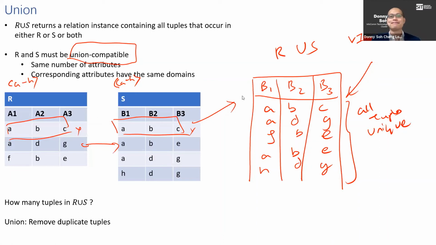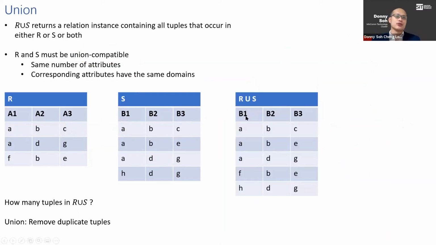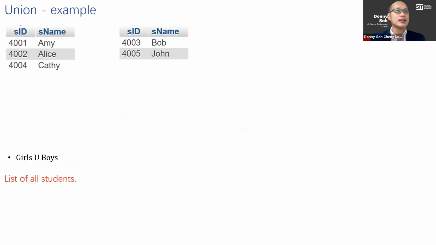Okay, good. Let's look at the next one. So we have a union of girls with the boys. This one should be quite simple. What we will have is just another 4003, 4005, and Bob drawn here. Yeah, so that's all.